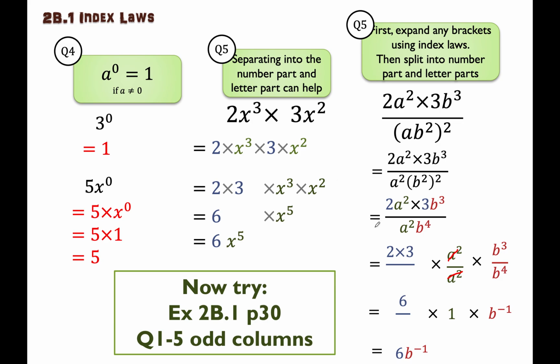Now, technically speaking, because there was nothing at the bottom, it's maybe a little bit unconventional. So I really probably should have had a 1 at the bottom. But in my head, I imagine a 1 as being nothing left on the bottom. Okay, so which ones to try now? Questions 4 and 5 from 2B.1 would be a great one to tackle.